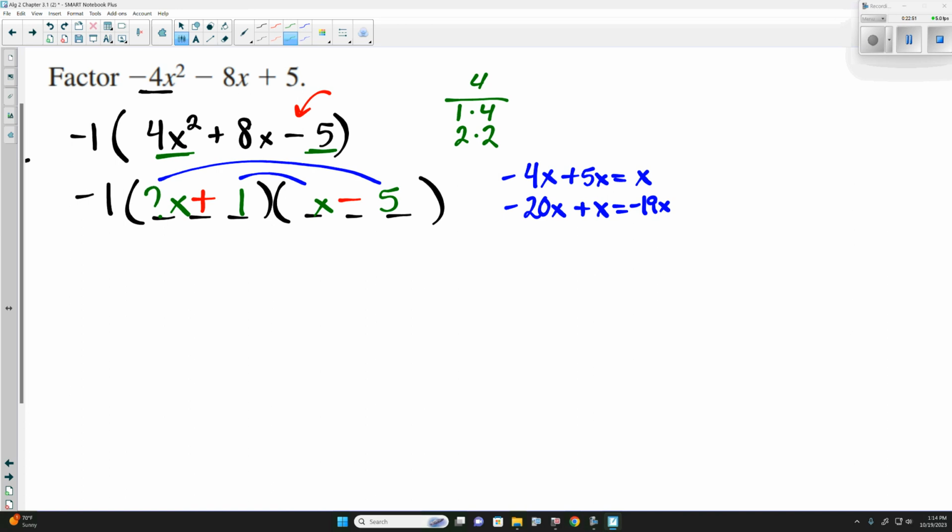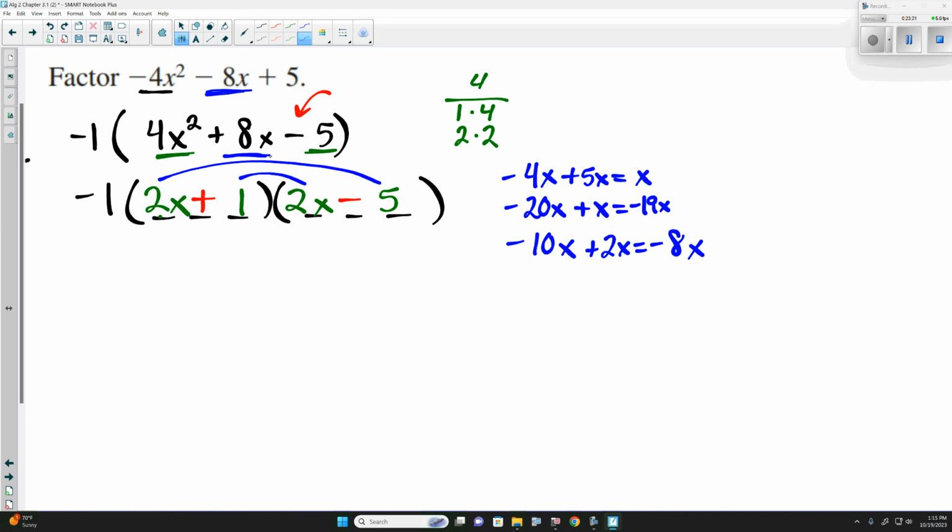and 2. 2x times negative 5 is negative 10x. 1 times 2x is plus 2x. Negative 10x plus 2x is negative 8x. Is that the middle term we wanted? No. It was the original middle term, but we're looking for this one here because we need it to be positive.